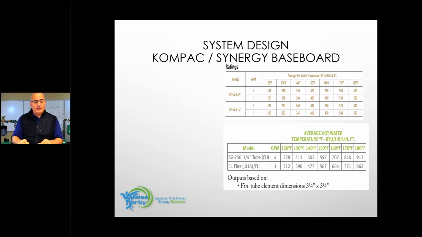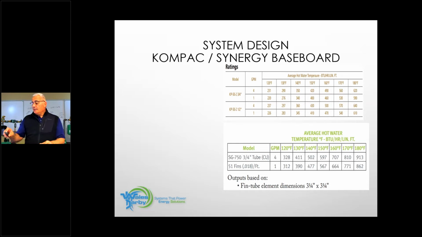So if we took the foyer at 2,240 BTUs, and we divided that by the 620, which was at 180, I'm going to need 4 feet of baseboard in there. If I divide it by 420, I'll end up needing 5.5 feet. So as I lower the water temperature on standard board, I'm going to have to increase the amount of board I have because I have a lower water temperature.